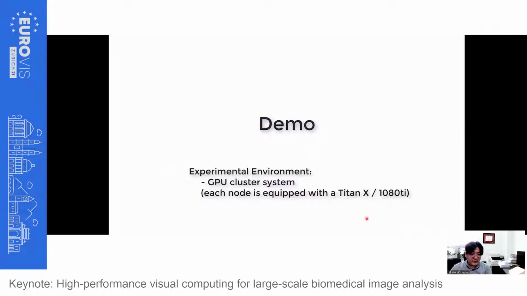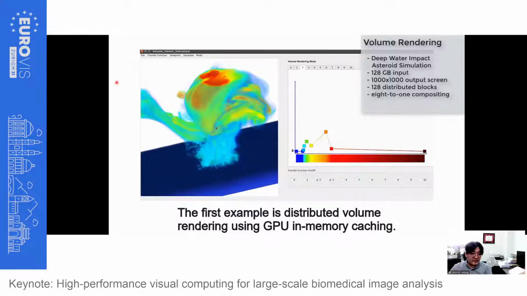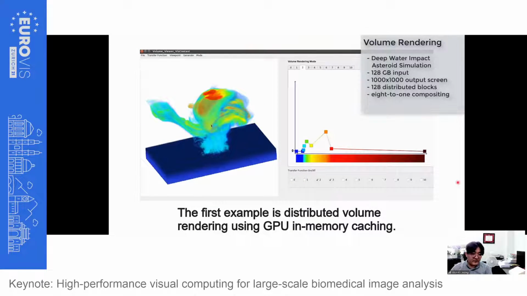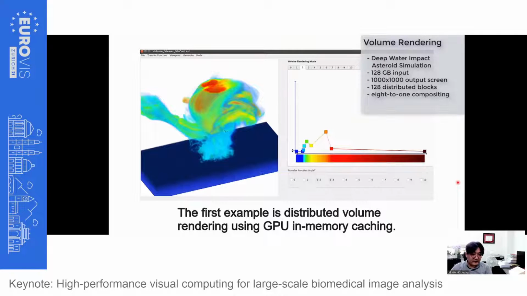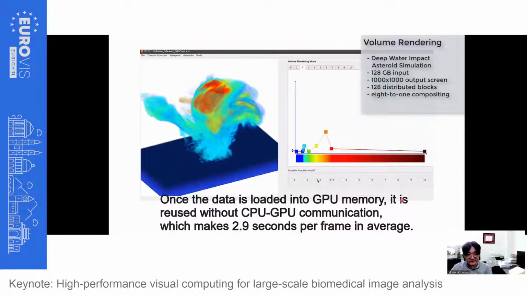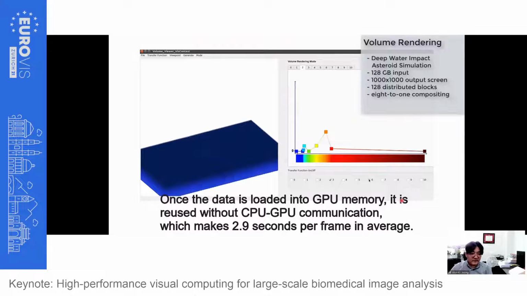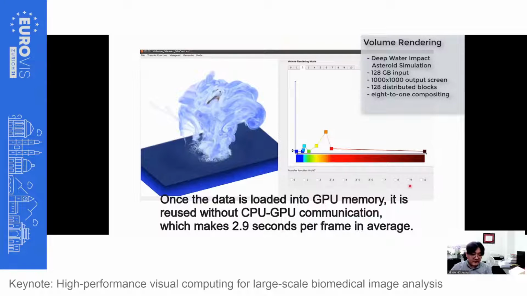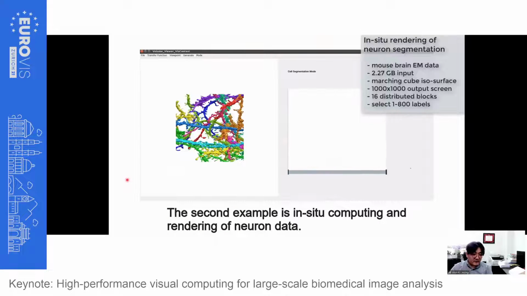So let me show you a video demo. This is a real-time video of rendering of this deep water impact data set. As you can see here, this is a data set of more than 100 gigabytes. We use 128 distributed blocks on Spark, and the user interactively changes the transfer function, and the screen is updated in less than 3 seconds. So this is not real time, but we think this is usable, right? This is very useful when we want to combine computation using Spark and visualization together.